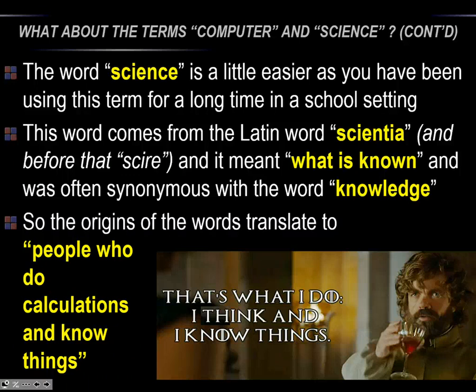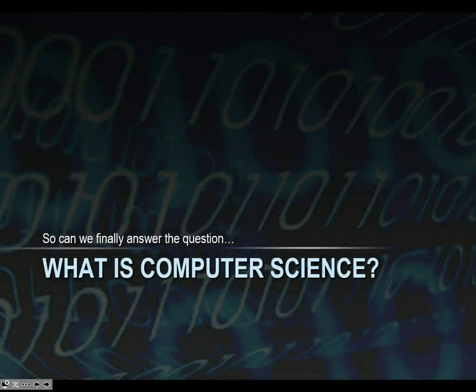So why don't we say that if we put computer and science together, computers, the people who do calculations, and science, knowledge, it's people who do calculations and have knowledge, or who know things. This could be a way to describe what computer science is. But let's keep rolling with that. What do the actual words together mean?